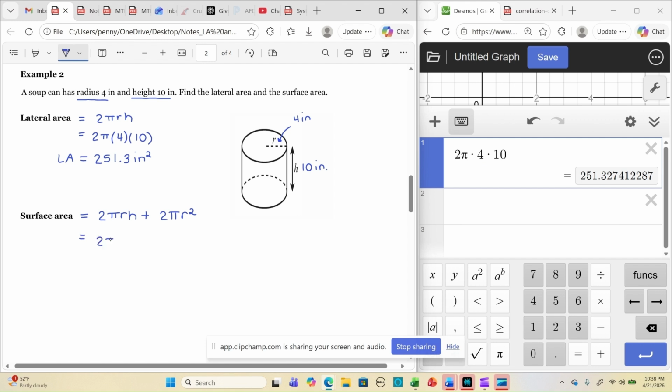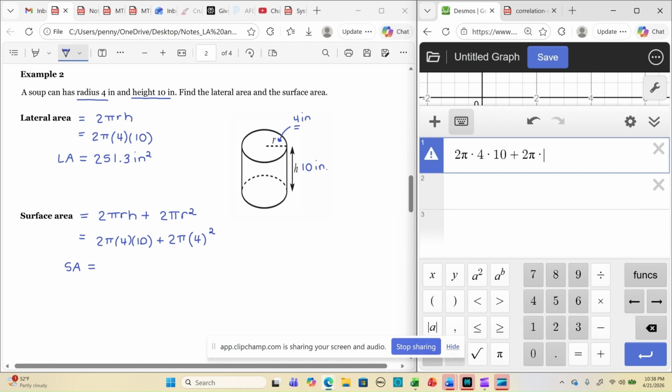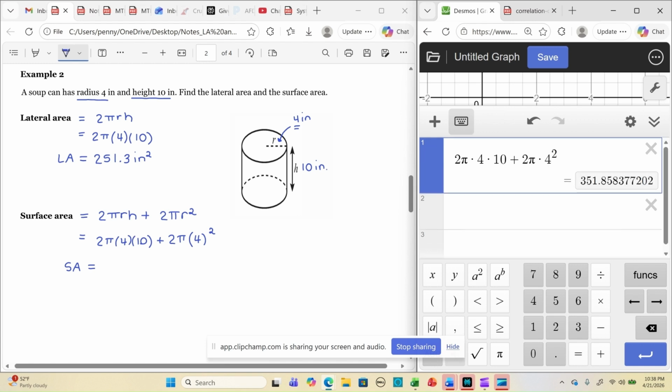Right, we've already done the 2 pi RH. I'm going to rewrite it, plus 2 pi times the radius squared. Our radius was 4, so 4 squared. And I'm going to write, well, what is my surface area? So I'm going to go back to Desmos and type in plus 2 pi times 4 squared. And we get 351.9.